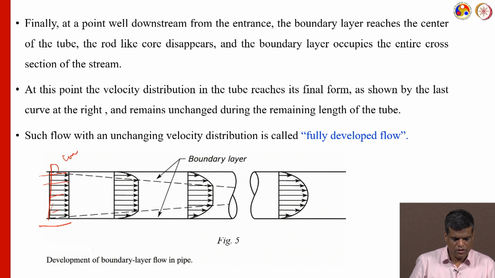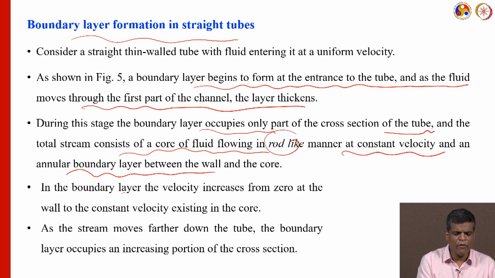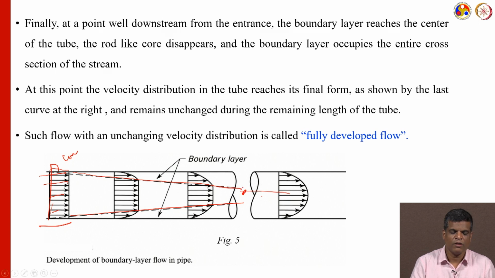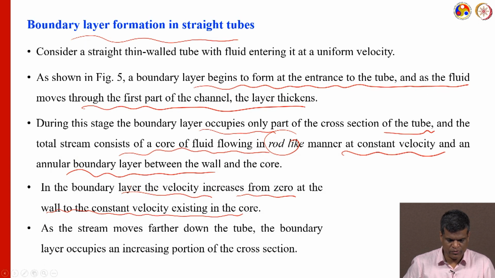It starts here, then this is the boundary layer, which slowly goes toward the center point. Finally the boundary layer disappears here. The velocity in the boundary layer increases from 0 at the wall to the constant velocity existing in the core. Near the wall the velocity is always 0, but at the center the velocity is V max, the maximum velocity.